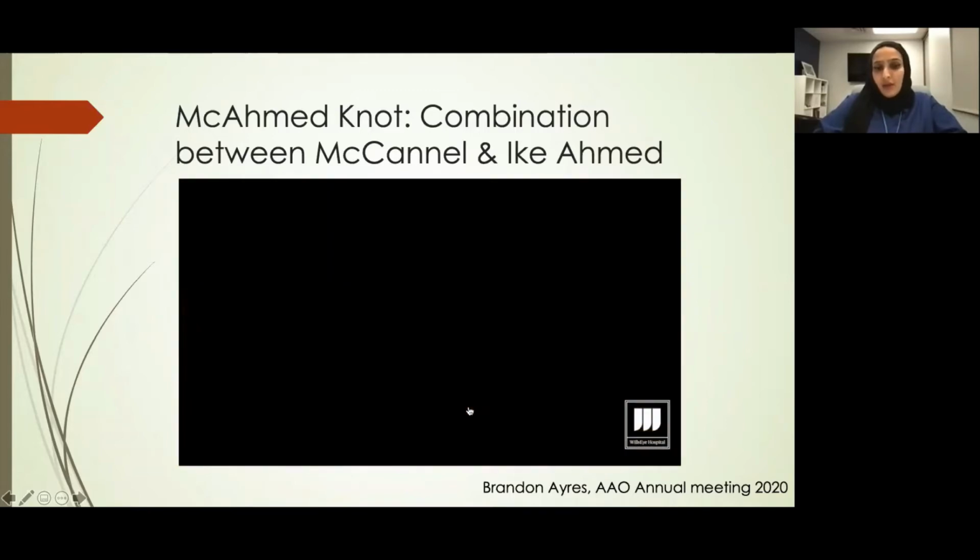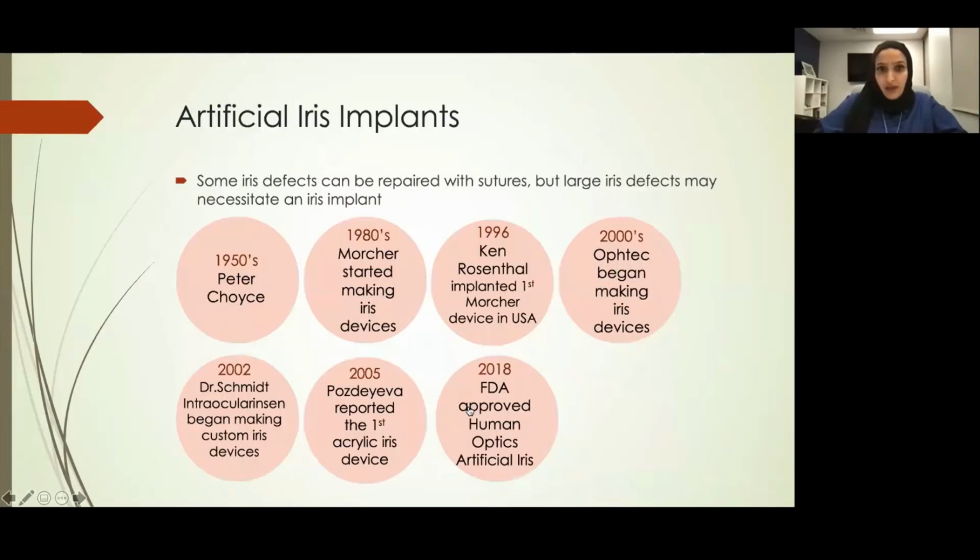So this was a combination of McCannel and Ahmed. I thought it's a nice way actually of tying the knot. Moving on from suturing techniques to artificial iris implants, when you find that the iris defect is huge or large, we don't have enough permanent iris to suture, then we go for iris implants.